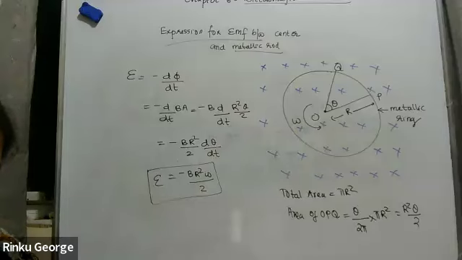A metallic rod of length R is rotated with angular frequency omega, with one end fixed at the center.